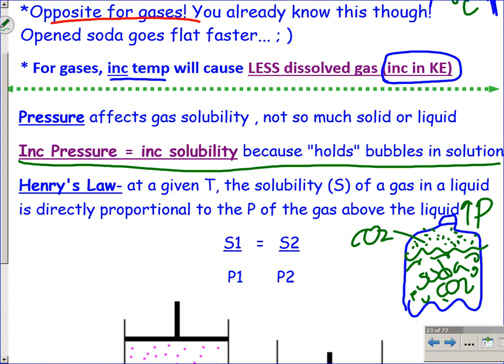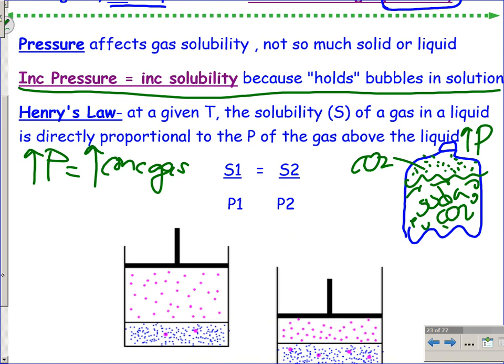So there's a relationship. Increased pressure will increase the concentration of a gas. So then you tell me, what's the alternative to that? Decreased pressure decreases the concentration, right? So there's a direct relationship. As one changes one way, the other one changes in the same direction. That's the directional proportionality of pressure and solubility of a gas. It's not true for anything else, it's just a gas.